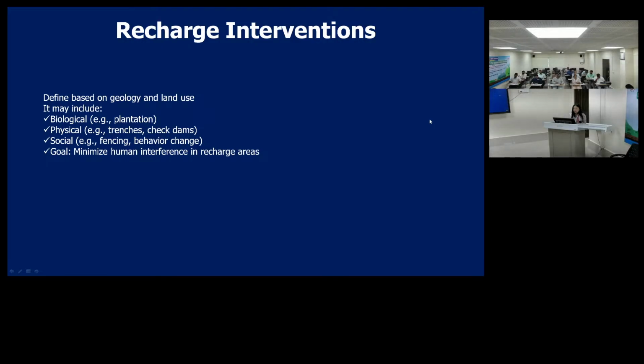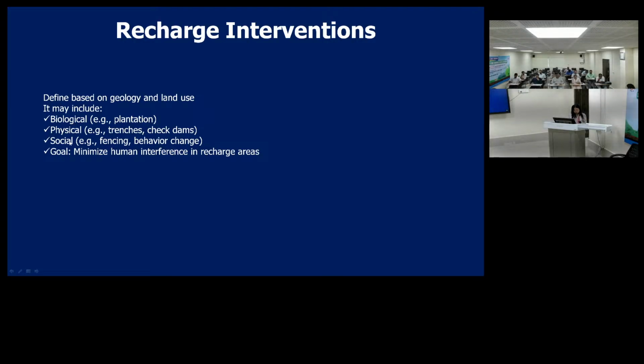Now last is the recharge intervention. Recharge intervention can be based on geology and land use. Not all the springs that we have mapped or monitored may be feasible for recharge interventions. So after mapping and studying all this, we will identify which shed area or recharge area is important for intervention. Then we will go forward with the intervention, like construction of check dams or trenches, which we call a physical intervention, or plantation, like the biological intervention.